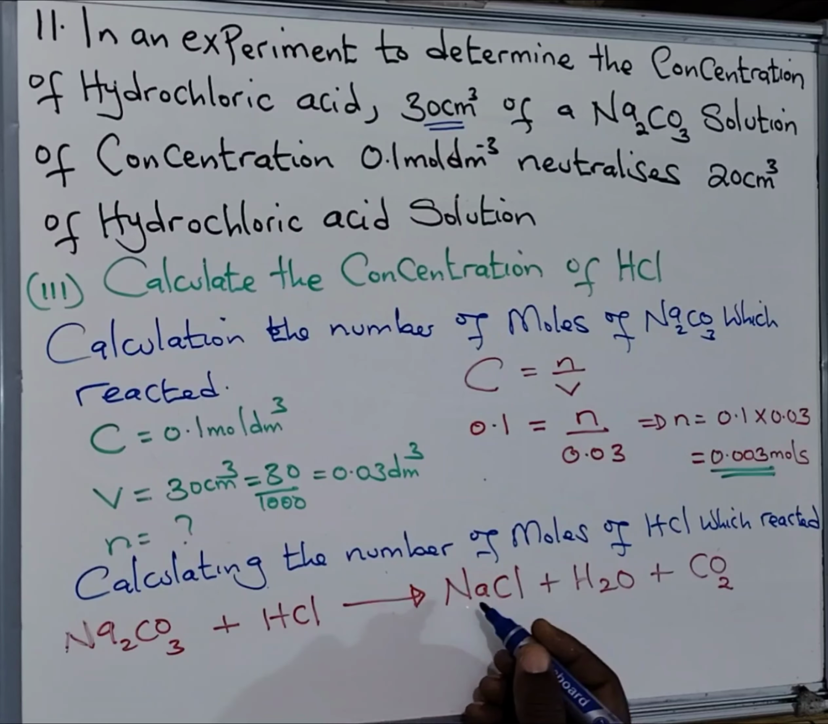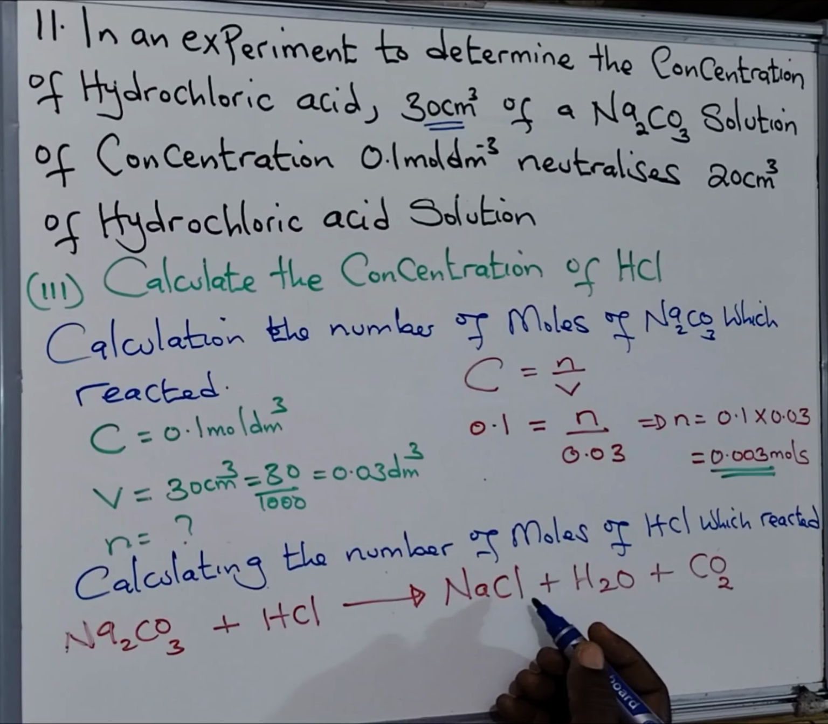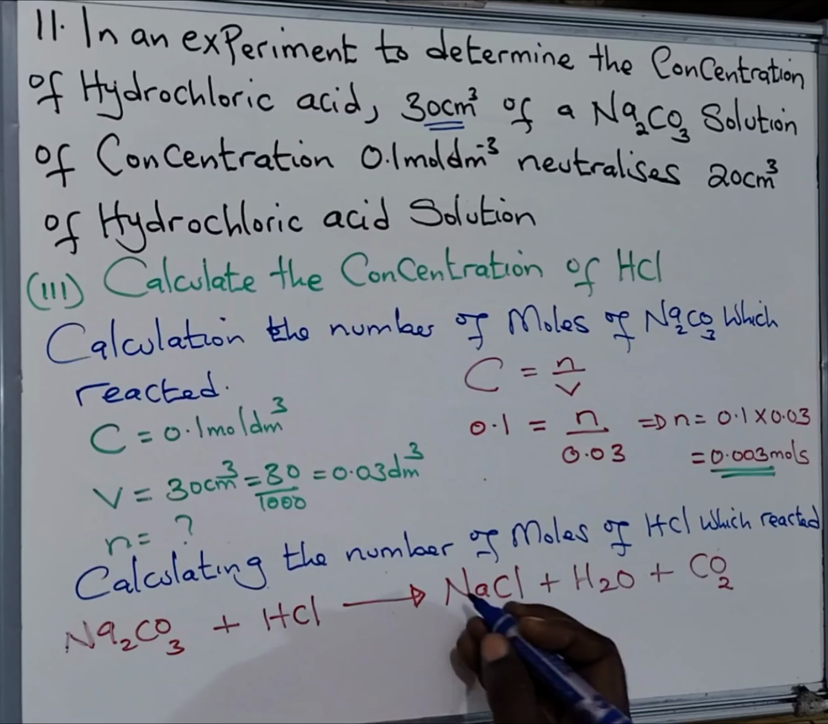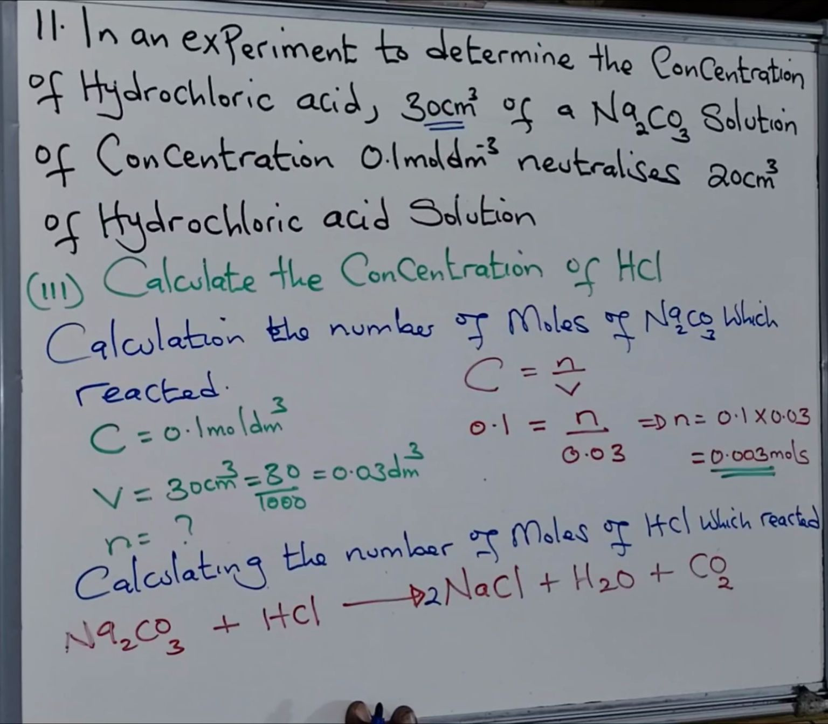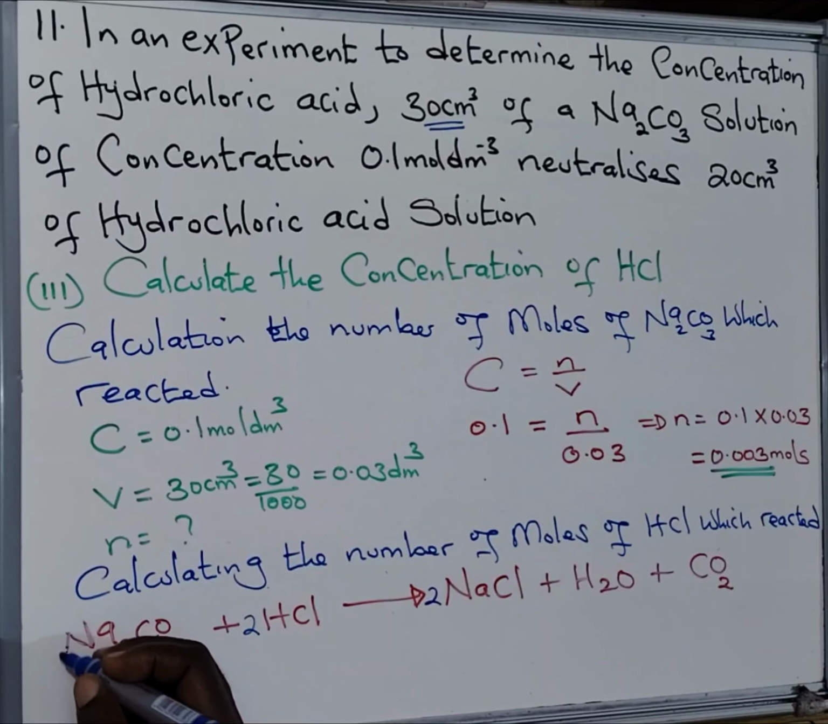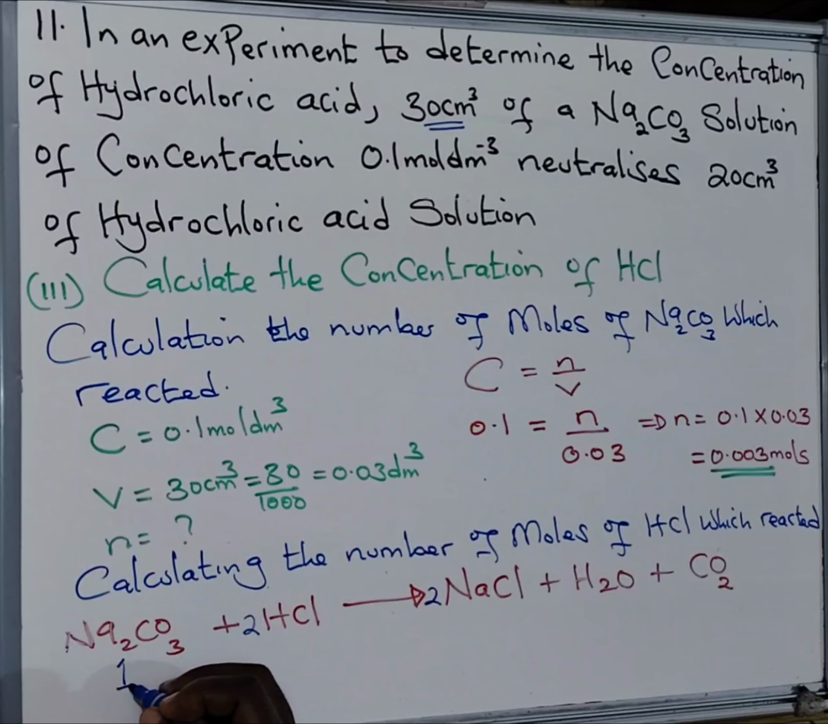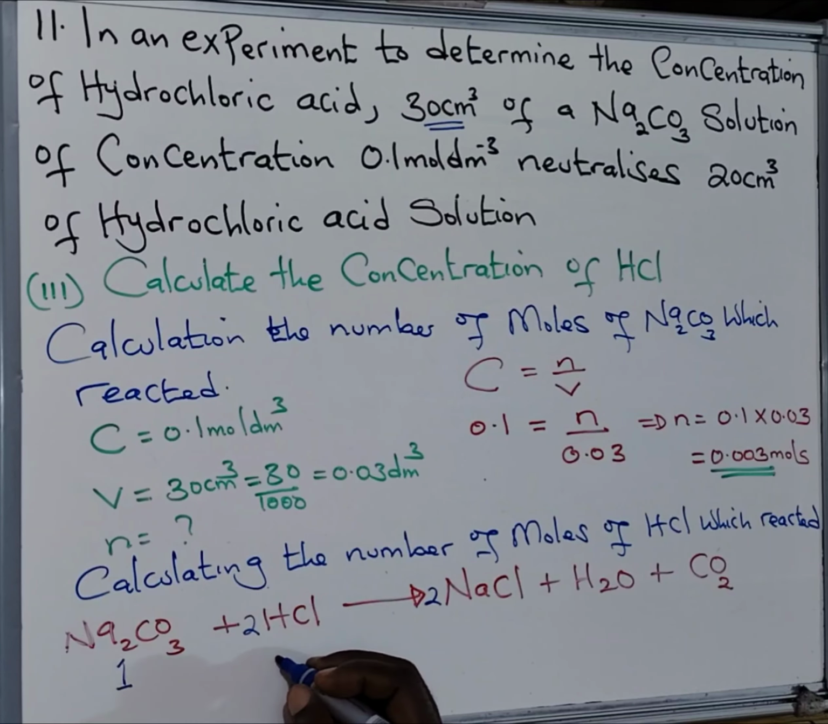We are having one sodium here and 2 here, so we put a 2 here to balance sodium. But that one makes chlorine to be 2, so you put a 2 here to balance chlorine. And the equation is now balanced. So after balancing the equation, what do we get from the equation? We get the mole ratio. So from here, it is very clear that the number here, because we look at the ratio, is 1. And the number here is 2.